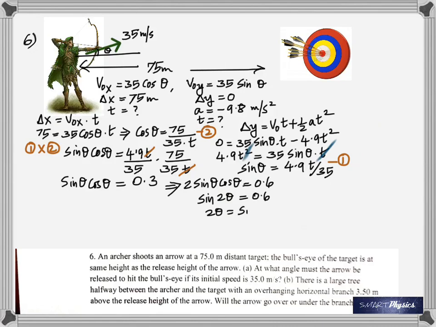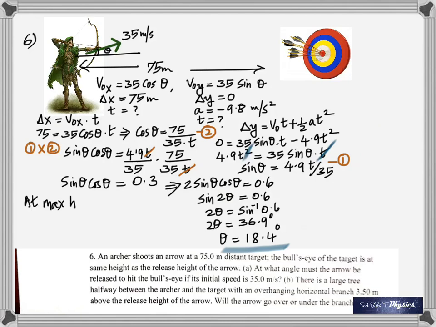From which 2 theta is sine inverse of 0.6, which is 36.9 degrees. That's 2 theta. Therefore, theta is half of that, 18.4 degrees. Which means he has to shoot it at an angle of 18.4 degrees. There is a second part to this question. There is a large tree halfway between the archer and the target, with an overhanging horizontal branch 3.50 meters above the release height. Will the arrow go over or under the branch?